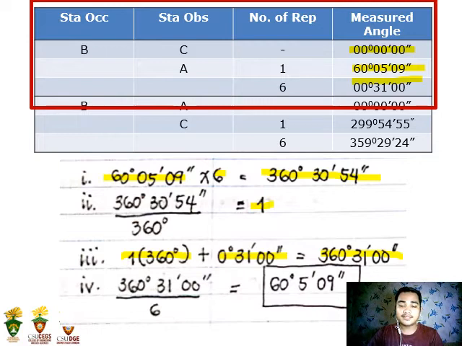To get the mean horizontal angle, or the most probable value of the horizontal angle B interior, we divide the 360 degrees, 31 minutes, and 00 seconds by the number of repetitions, which is 6. So we will have an answer of 60 degrees, 5 minutes, and 9 seconds.